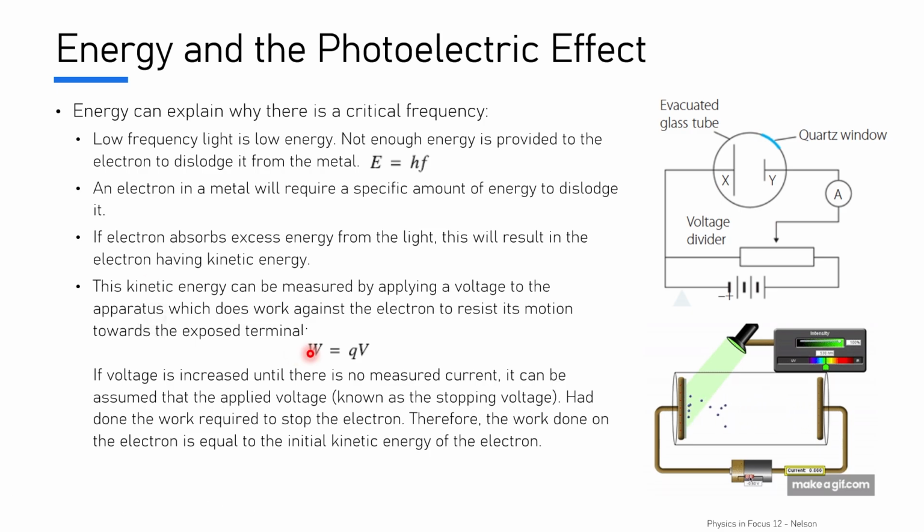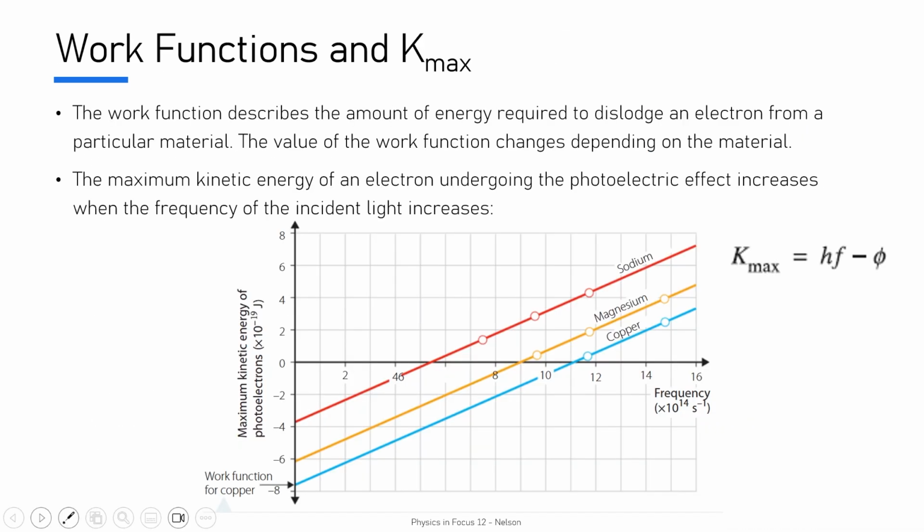If that's the case, then we can assume that the work that's being done on the electron is the same as the initial kinetic energy of the electron, because essentially all of that energy is now being consumed and it can't get to the end anymore. What these concepts all come together and result in are graphs like these, and concepts of maximum kinetic energy, the energy generated by the light itself, and what we call the work function.